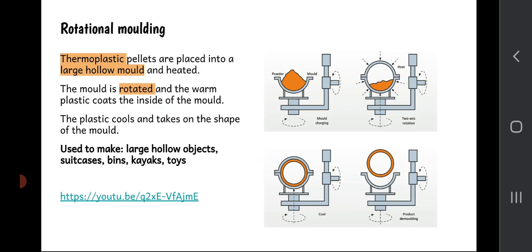And this sort of process is used to make large hollow objects, things like suitcases and bins and canoes and some toys as well. And there's a YouTube link there that you can follow to see rotational moulding happening in a factory.